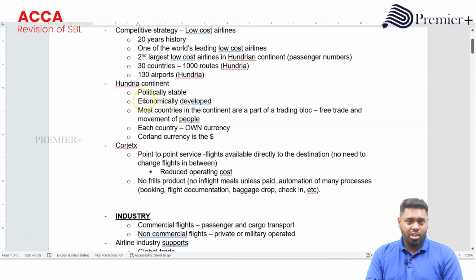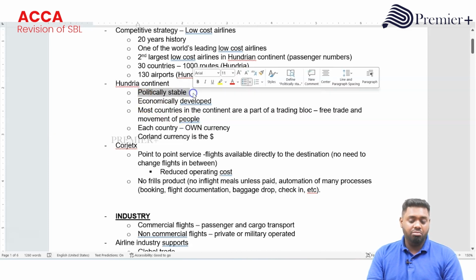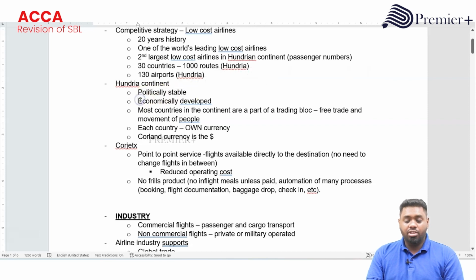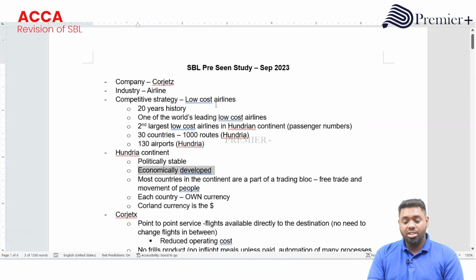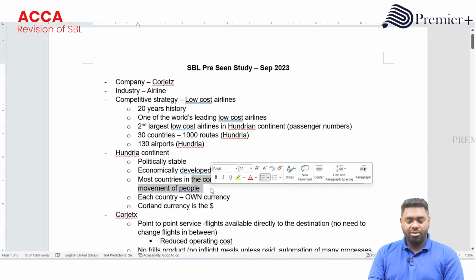So the Hungarian continent, if you look at this continent as a whole, is a very politically stable geography, and it's economically developed as well. So this basically shows how Courgette is able to invest in technology and expect to advance with technology, because it's an economically developed geography. Most countries in the continent are part of a trading bloc where free trade and movement of people is encouraged. This is also one of the driving factors for Courgette to penetrate many countries in the Hungarian continent.